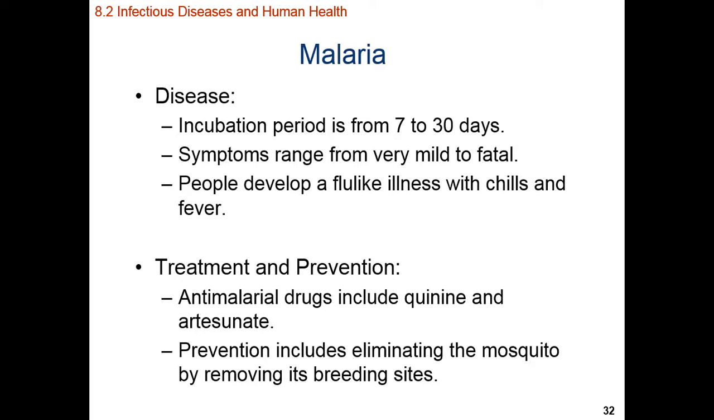This disease of malaria has an incubation that's much, much shorter than tuberculosis. TB had that incubation period of 4 to 12 weeks. Malaria has an incubation period of 7 to 30 days, so significantly shorter. The symptoms can be very mild in some individuals or fatal in other individuals, particularly if somebody contains only one of the alleles for sickle cell anemia. So they're a heterozygote for sickle cell anemia. Those individuals will have mild symptoms. But if you don't have any of the alleles for the sickle cell gene, you are going to have much more pronounced, much more dramatic symptoms.